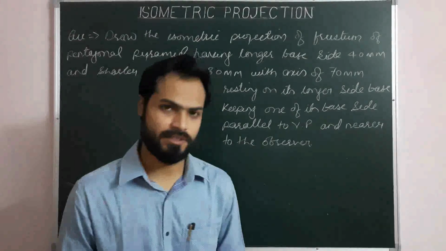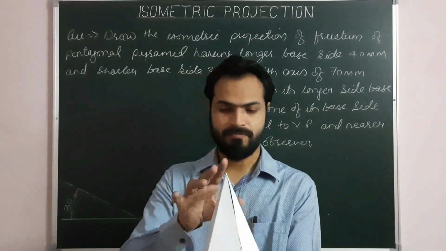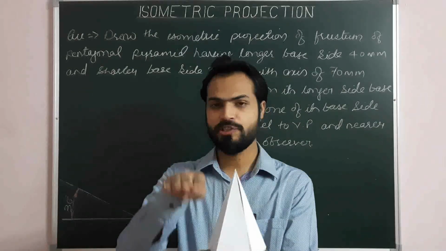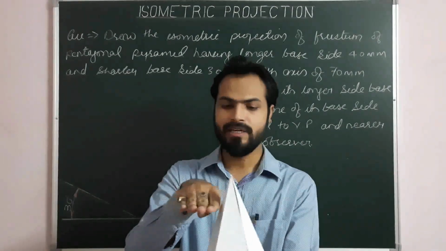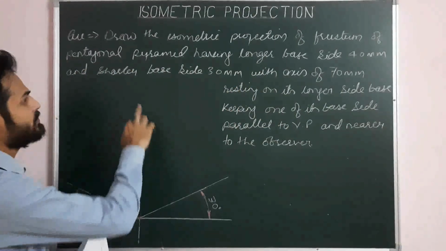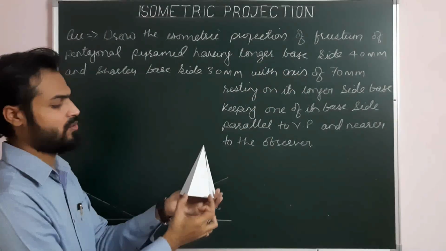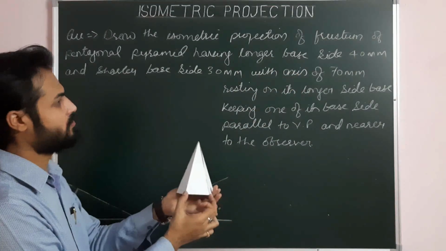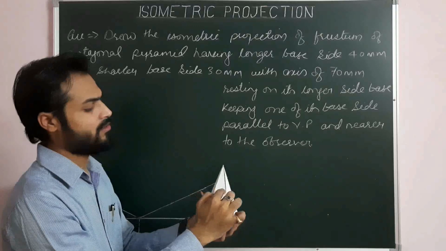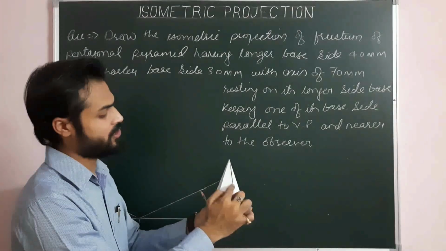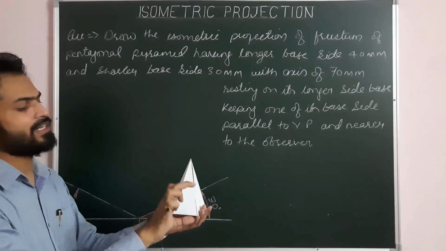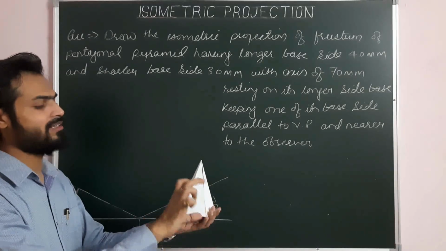Here the given solid is a frustum of a pentagonal pyramid. If we cut a pentagonal pyramid by a section plane parallel to its pentagonal base, we'll get a frustum of a pentagonal pyramid. Here in the problem, the length of the side of the longer base is 40 mm, and the shorter base side is 30 mm. The length of the side on the cut face, or the shorter end, is 30 mm, and the axis is 70 mm long. So from this space to this space, the height or length of the axis is 70 mm.